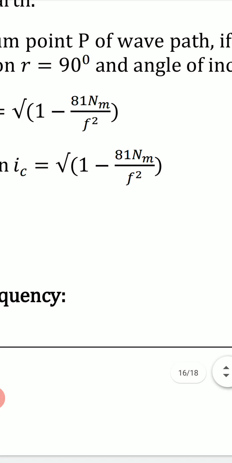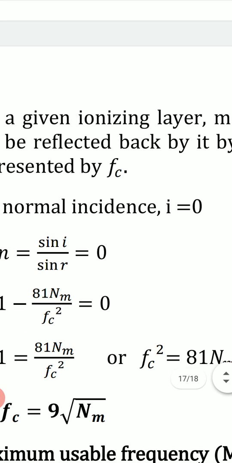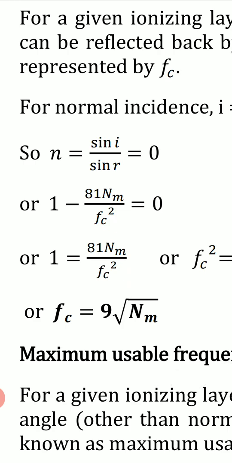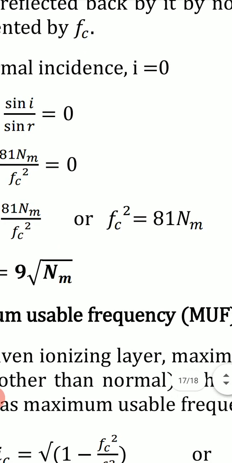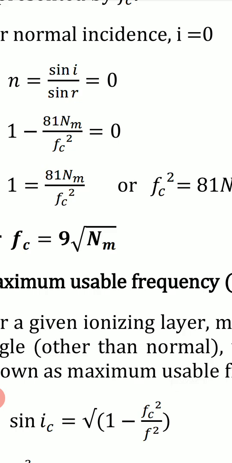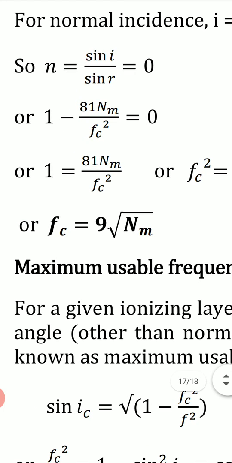N is under root 1 minus 81 nm upon f square, it is 0. So we have 1 minus 81 nm upon fc square equal to 0, or 1 equal to 81 nm upon fc square. This will give the value of fc square. Fc square equal to 81 nm, and fc is 9 root nm. This fc is called the critical frequency. It is the maximum frequency of radio wave which can be reflected by ionized layer for normal incidence when angle of incidence I is 0 degree.